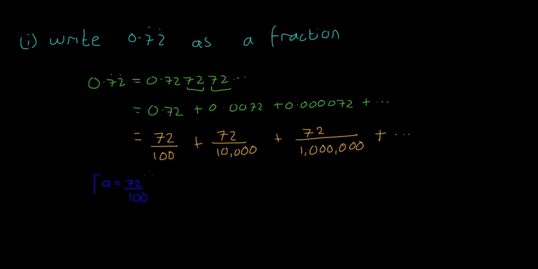So now what is R? What's the common ratio between them? So you can either spot that you get an extra 2 zeros each time. Yeah, so that means R is going to be equal to 1 over 100, because if you multiply something by 1 over 100, you get 2 extra zeros in the bottom.